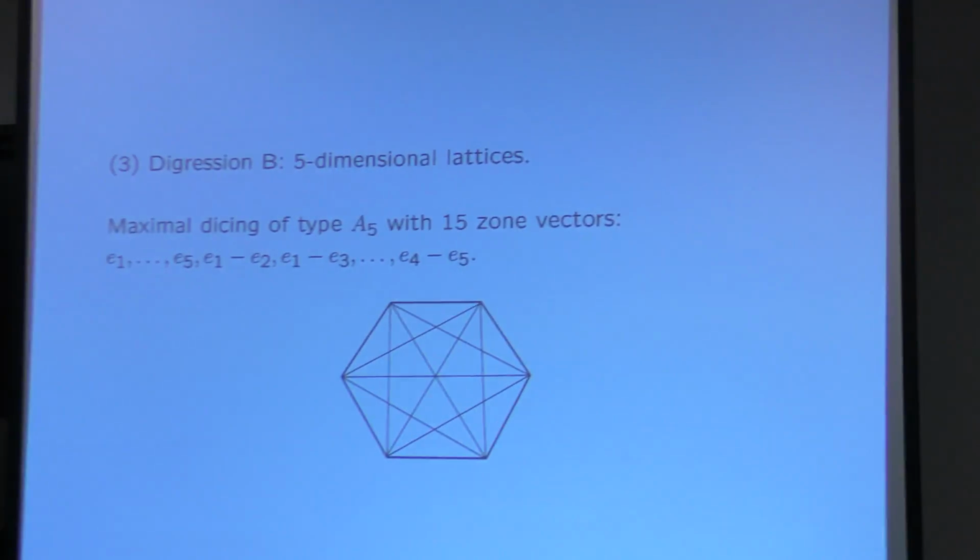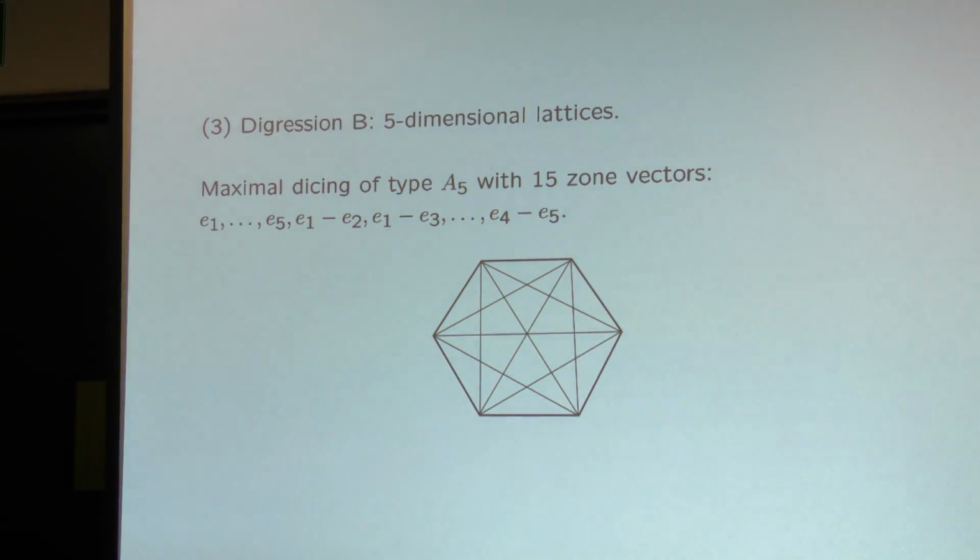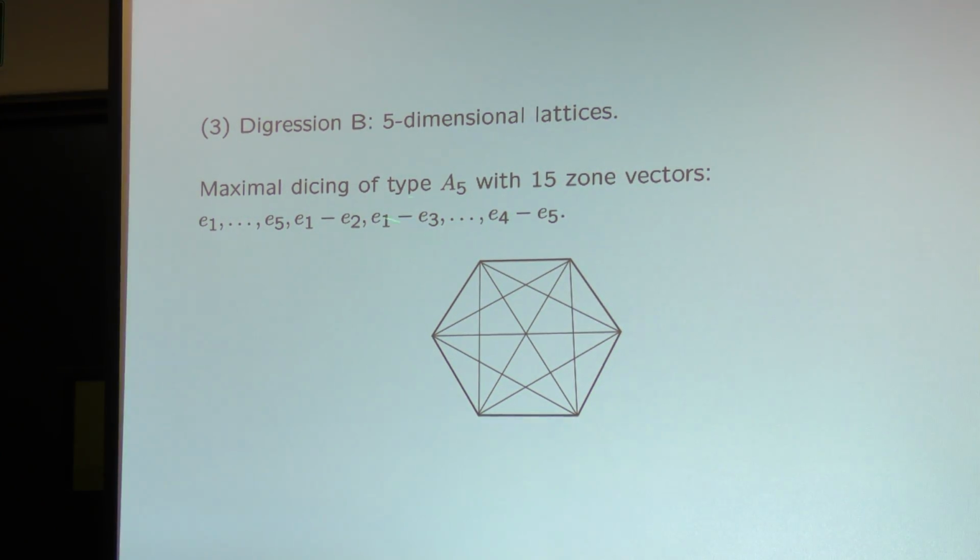Maybe I'll say a word about 2-dimensional lattices, which are all dicings. 3-dimensional lattices are all dicings. 4-dimensional lattices are not all dicings. There are 2 maximal dicings in dimension 4. In dimension 5, there are 4 maximal dicings. And they've been classified. So the first one is the basic one which exists in any dimension, of course. It's type A. You just take these basis vectors. They form a totally unimodular system, of course.